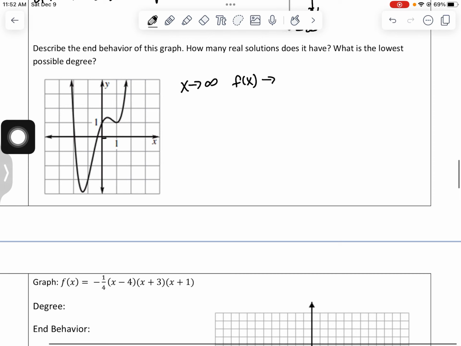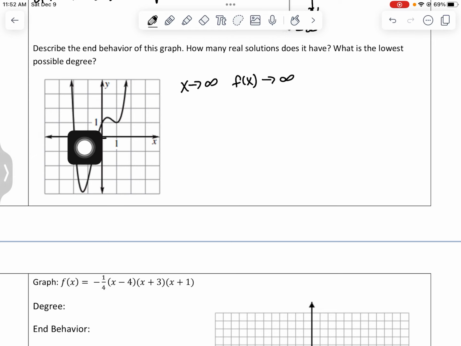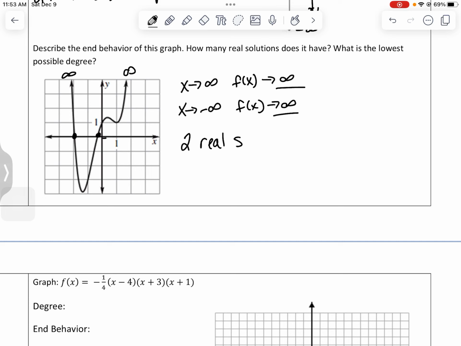I wish it would let me use my highlighter, but... And then as x is getting smaller, this side, my function is going up again. So as x is getting smaller, decreasing, my function is still increasing. So that would be my end behavior. So we're going to positive infinity on both sides of this graph. How many real solutions does it have? It has 1, 2 x-intercepts, so it has 2 real solutions.